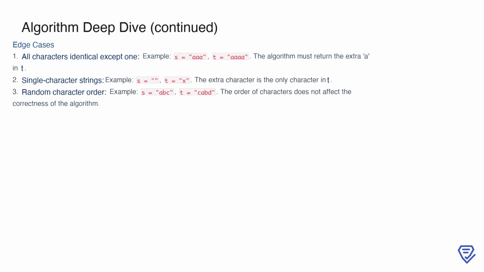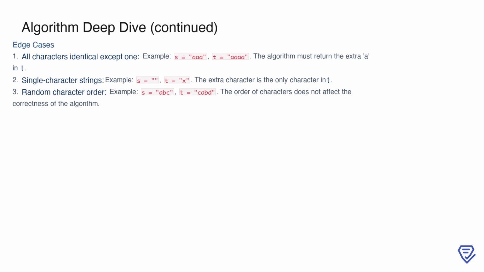For example, if all characters in s and t are identical except for one additional character in t, such as s equals AAA and t equals AAAA, the algorithm should correctly identify the extra. For single character strings, where s is empty and t has one character, like s equals empty and t equals x, the extra character must be the only character in t.